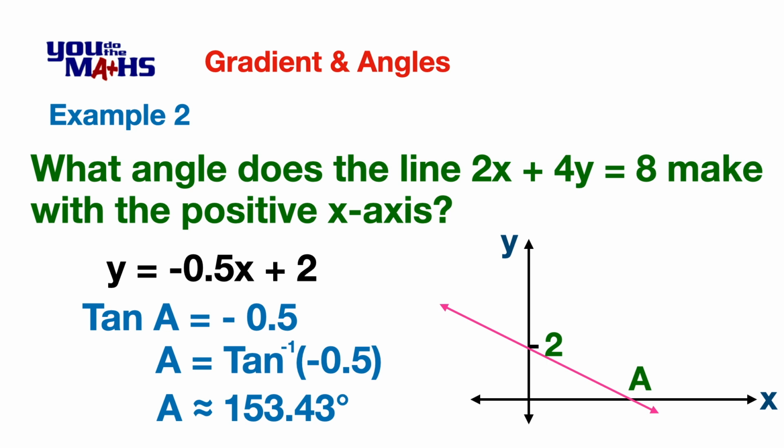We need to keep in mind that our angle, and we can see it from the diagram, is going to be an obtuse angle in this case. So our solution is found by going 180 minus 26.57 degrees to give us 153.43 degrees.